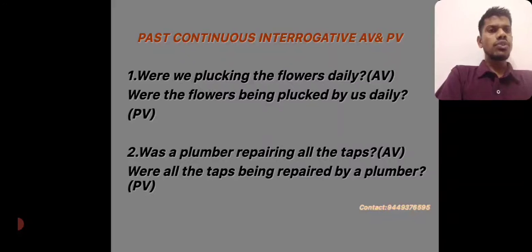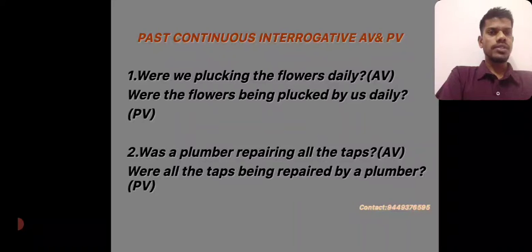How do we convert this one to passive form? First we have to use the be form, then we take the object, then being, then V3, followed by the preposition, then the subjective pronoun becomes objective pronoun, then question mark. See here, were the flowers being plucked by us? What are the changes that we see here? Were is used, then flowers, after that being, then plucked by us, that is, we becomes us in the passive form.